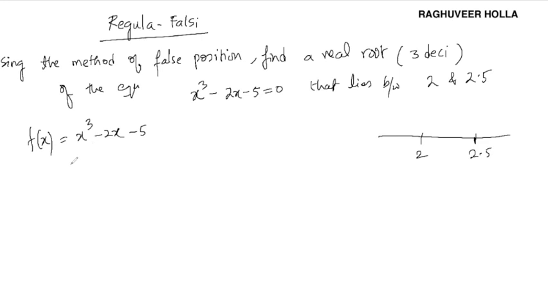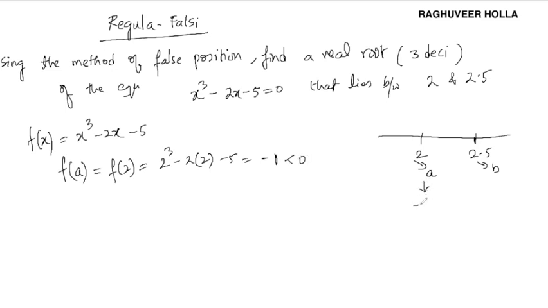Let us keep this as the first root, which is a, and this is the second root, which is b. So f of a, which is f of 2. So we find 2 cube minus 2 into 2 minus 5, which gives us minus 1, less than 0. So as you see, this is a negative sign.